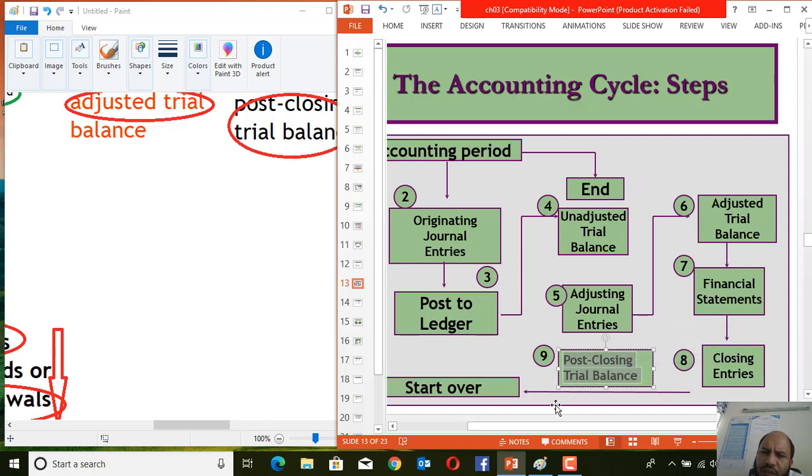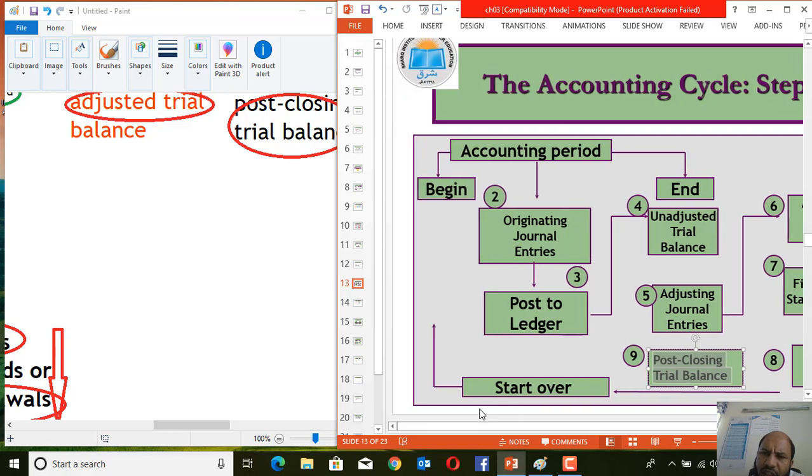So this is what we may call the accounting cycle, and then we will again start over the next year. We will begin the period and we will end the period with all these steps. So this is the accounting cycle for your further information in terms of a graph.